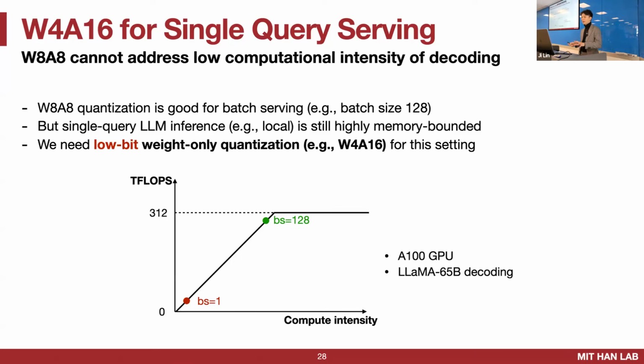So for this kind of workload, we actually need low-bit weight-only quantization. For example, W4A16, which means that we're quantizing the weights into 4 bits, which is twice as small compared to 8 bits, so that we can reduce the memory we need, reduce memory bandwidth, and improve the inference efficiency.